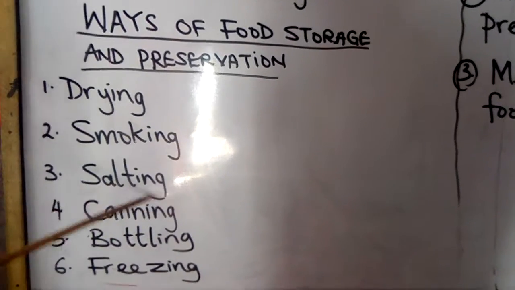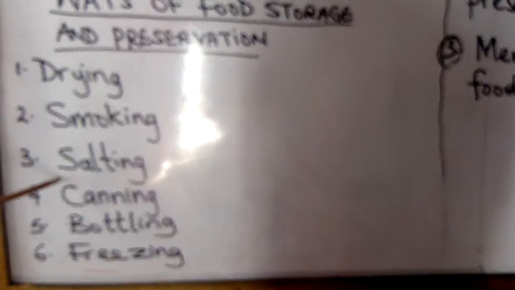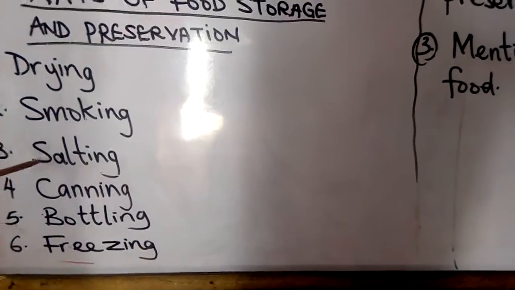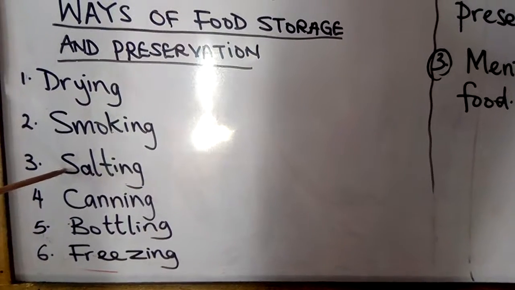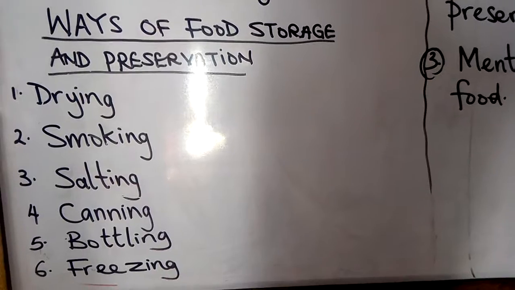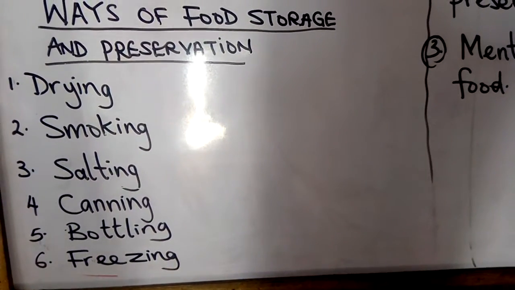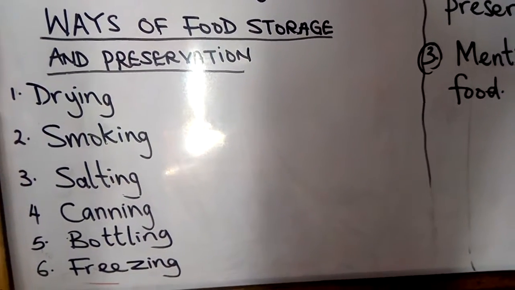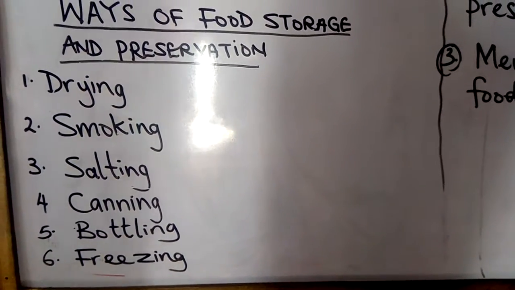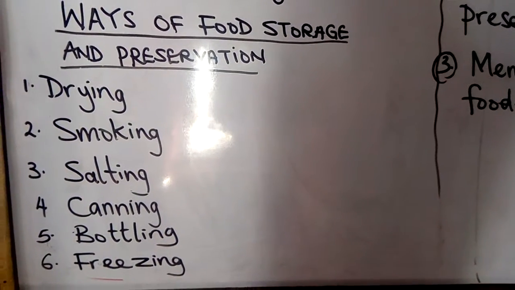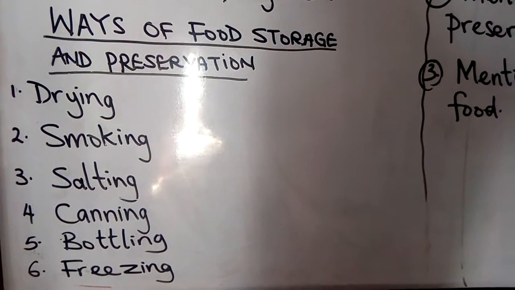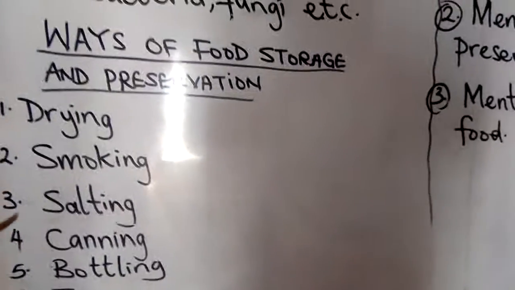Another one is what is called salting. Salting is a process by which we use salt to preserve our food. You might have observed sometimes when mommy buys fish in the morning and is going to cook towards the evening, after washing the fish, mommy will sprinkle salt on the fish. Why? So that the fish will not get spoiled before evening. So salting is another way of preserving food.